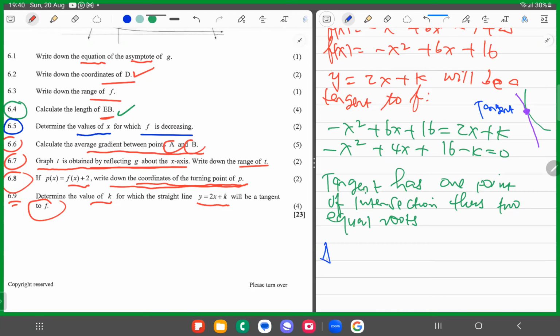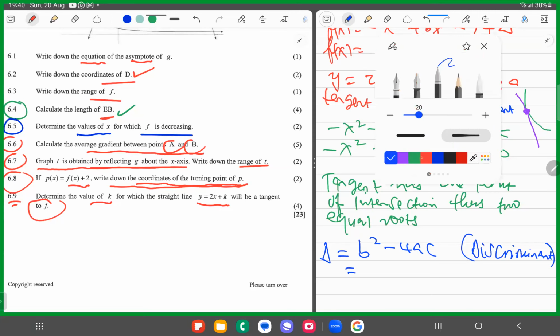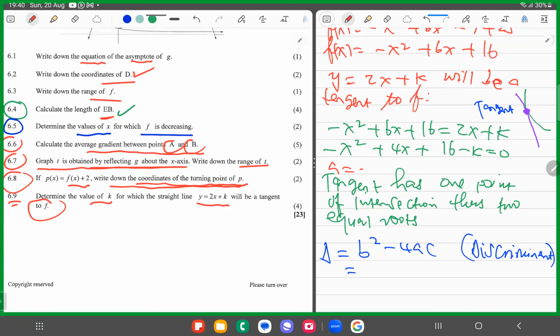Which means now you have this delta, which equals b squared minus 4ac. This is called the discriminant of functions. So at this point, you'll have that a is -1, the b is 4, and c is 16 minus k. B is 4, you square it, 4a is -1, and c is 16 minus k.